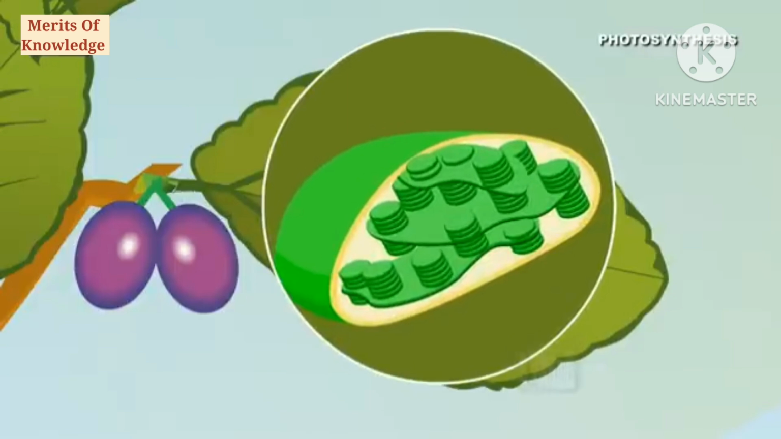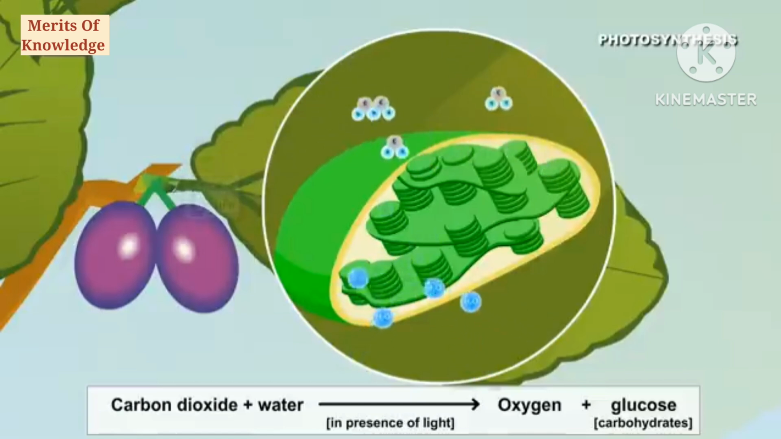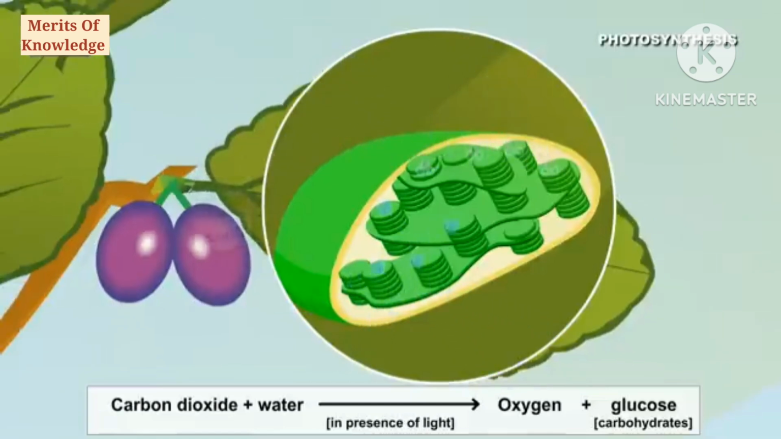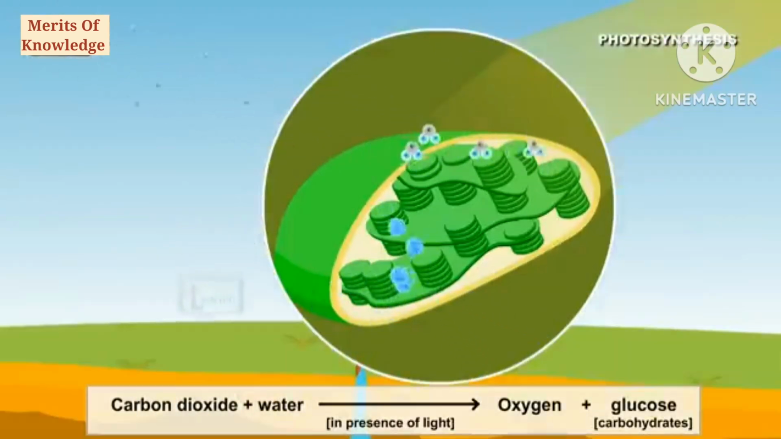The chloroplast in the chlorophyll will be responsible for the greenery of the plant, and once the carbon dioxide and water is absorbed, it is used in the process of photosynthesis. Carbon dioxide, water, and the sunlight will create a chemical reaction. Carbon dioxide plus water in the presence of sunlight will release oxygen plus glucose. Glucose will come under carbohydrates.